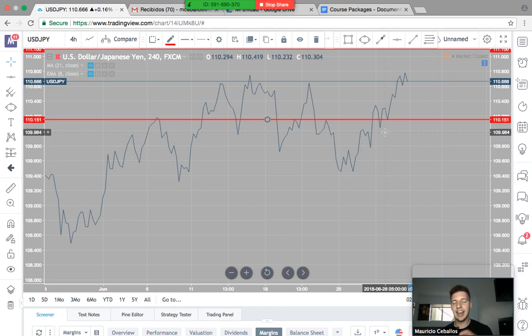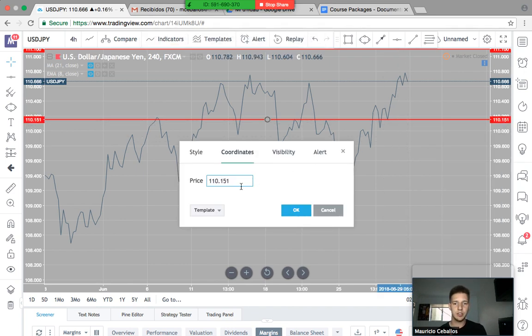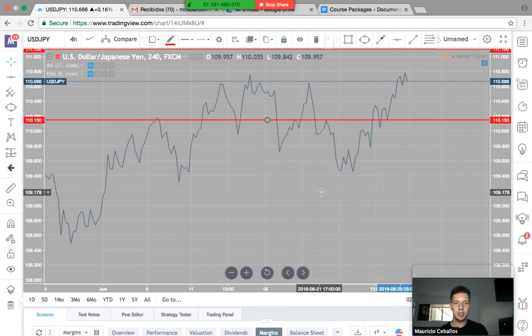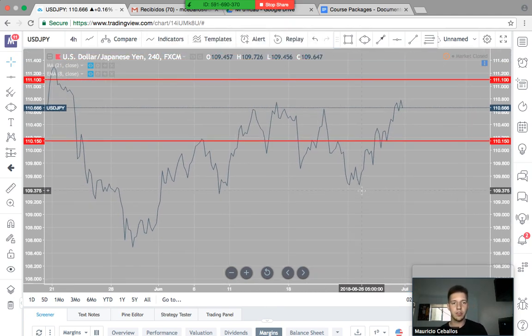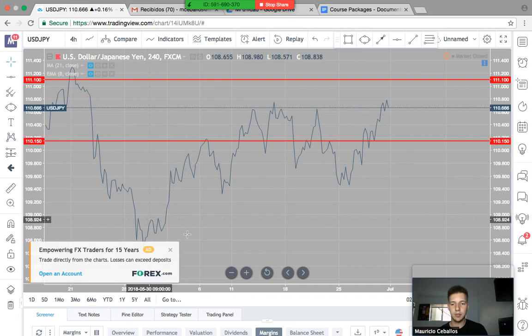But if you see an area like this that's respected very close, you're first going to round to the nearest hundreds, and then you're going to go to the nearest 50s. In this case, the nearest 50 is going to be 110.150. So that's exactly what I'm going to do. I'm going to put 110.150, round that, and there we go. There's my key level. So for now, these areas right here are going to be my key levels.